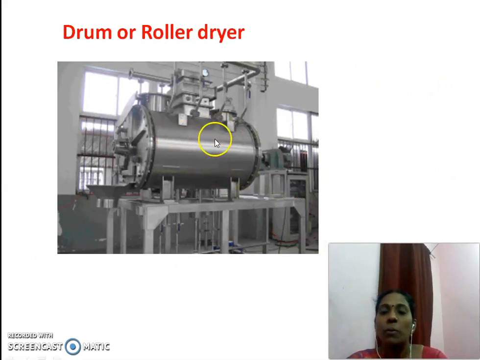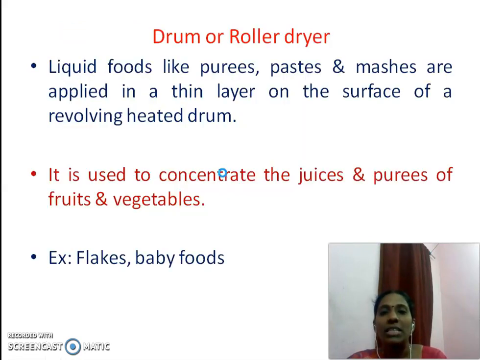If any juice, paste or puree is to be converted into powder, you can apply it over this drum and heat will be passed over the drum. After the removal of moisture from the product, the flakes are automatically removed from the drum. These flakes are finally converted into powder. This is the drum or roller dryer. For example, we can prepare flakes and also baby foods using this drum or roller dryer.